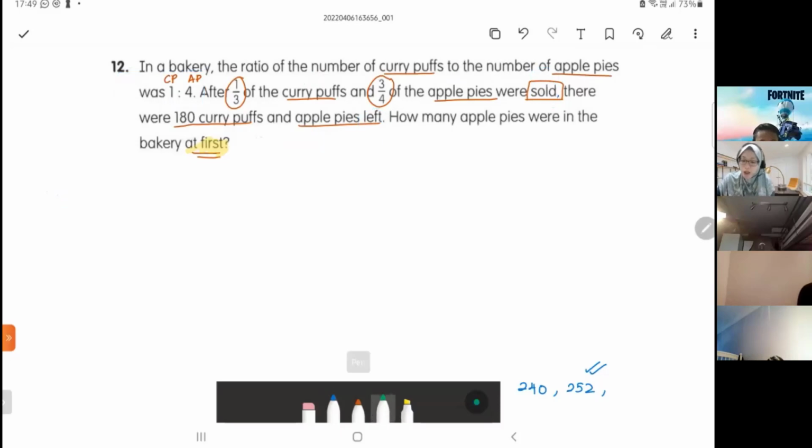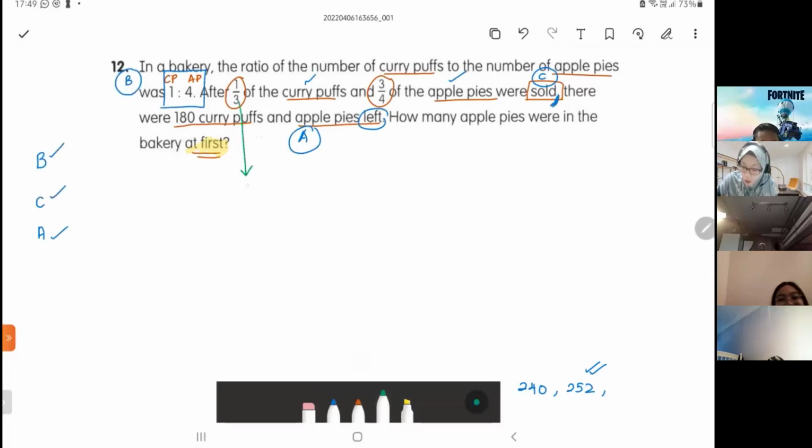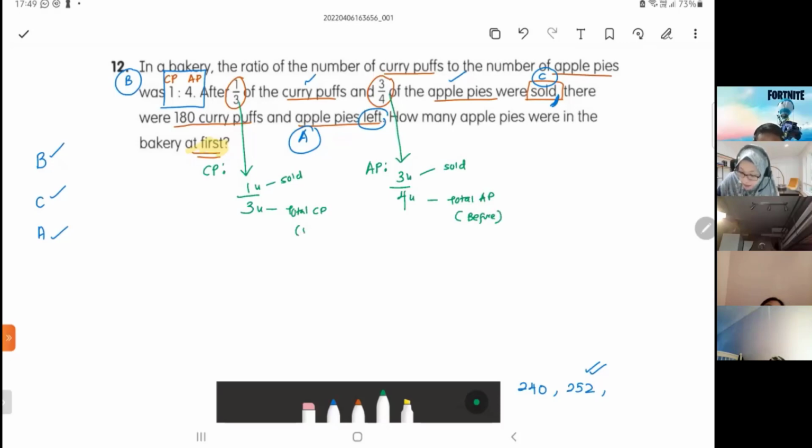Now, let's pull out the two fractions. This one, 1/3. Let's pull out this one also, 3/4. This is apple pie, curry puff. Okay, units, units, units, units. This is sold. This is sold. This is my total curry puff. This is my total apple pie, which means this is the before information. Okay. All right. So I'm good to draw out the table already.